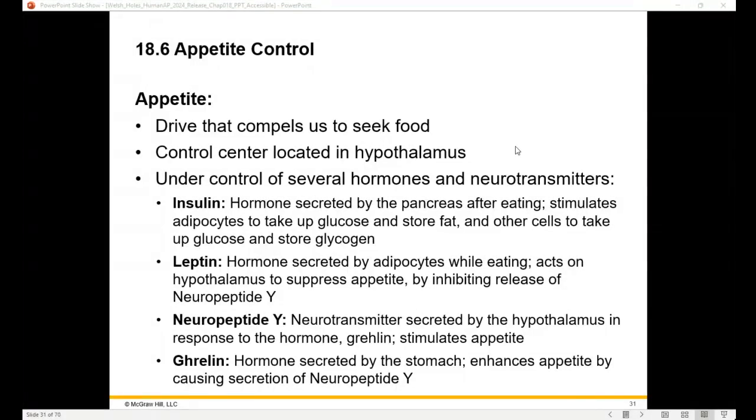Leptin, this is a hormone secreted by adipocytes while eating. It acts on the hypothalamus to suppress the appetite by inhibiting the release of neuropeptide Y. Neuropeptide Y is a neurotransmitter secreted by the hypothalamus in response to the hormone ghrelin. It stimulates appetite. Ghrelin is a hormone secreted by the stomach. It enhances the appetite by causing secretion of neuropeptide Y.